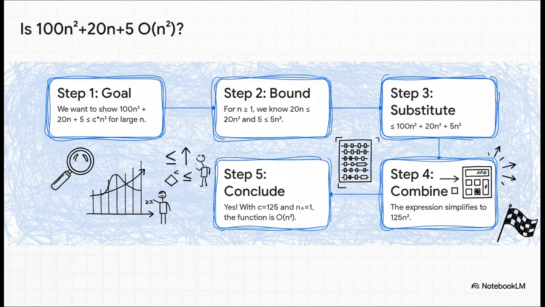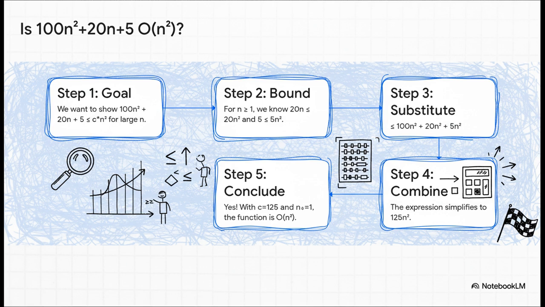For any n that's 1 or bigger, we know that 20n is going to be less than 20n squared, right? And 5 is definitely going to be less than 5n squared. So let's just substitute those bigger values into our expression. Our function is now less than or equal to 100n squared plus 20n squared plus 5n squared.